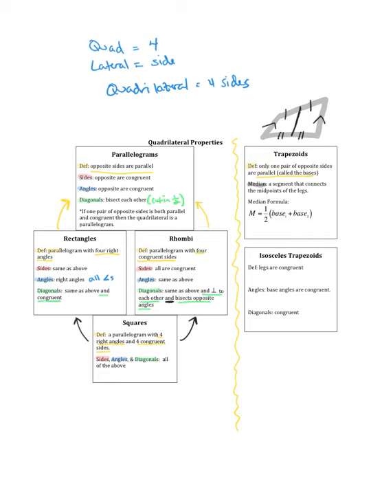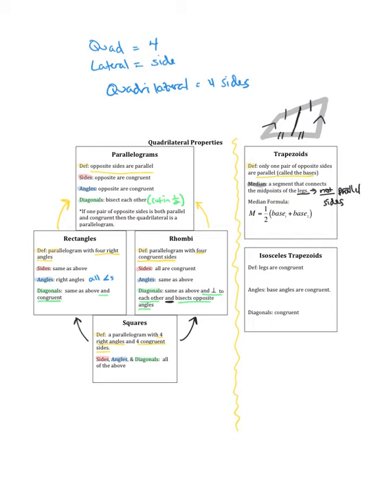The legs are the not parallel sides. I'll do that, legs, not parallel sides. And there's a way to find the length of the median. It's 1/2 base 1 plus base 2. Now isosceles trapezoids, ooh, those are special. I'll do those in this color.